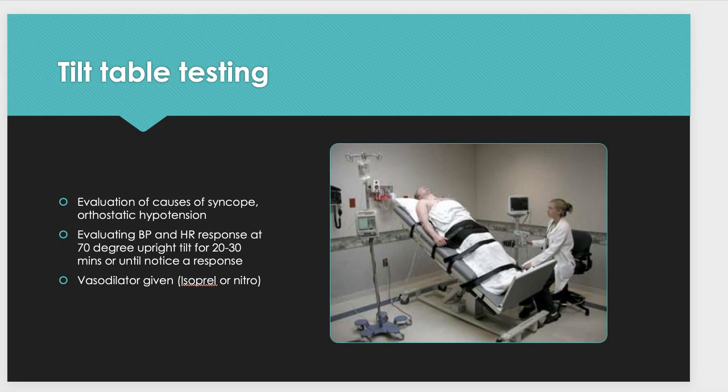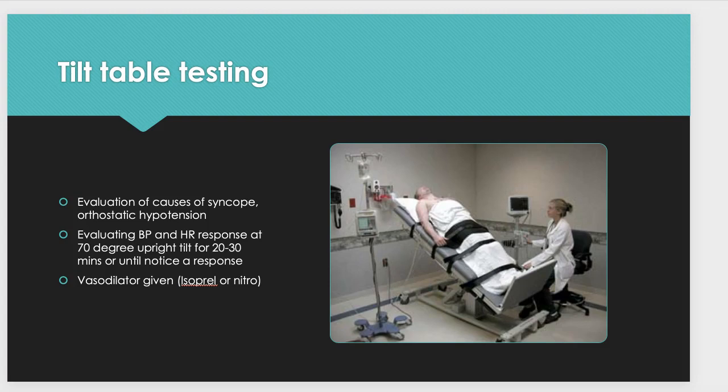Tilt table testing is a test where we're evaluating causes of syncope or orthostatic hypotension. We evaluate the blood pressure and heart rate response at a 70-degree upright tilt for 20 to 30 minutes or until we notice a response. Sometimes during this test, vasodilators are given. We can either use isoproterenol or nitroglycerin tablets.